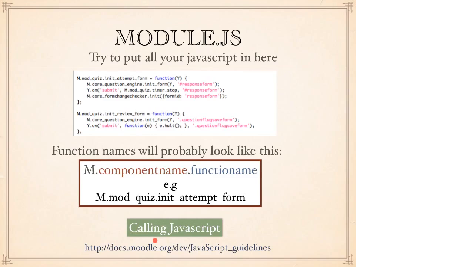But basically, you'll declare your JavaScript inside module.js, and your function names will probably look like M.componentName. Here's your component name again, and then your function name. So in the case here, I've got M.mod_quiz.init_attempt_form. So init_attempt_form is the function name, the name of the module is mod_quiz, and M is the global name or namespace for these modules that Moodle loads up. It's done this way, of course, so that you don't have JavaScript conflicts. So that works very nicely.